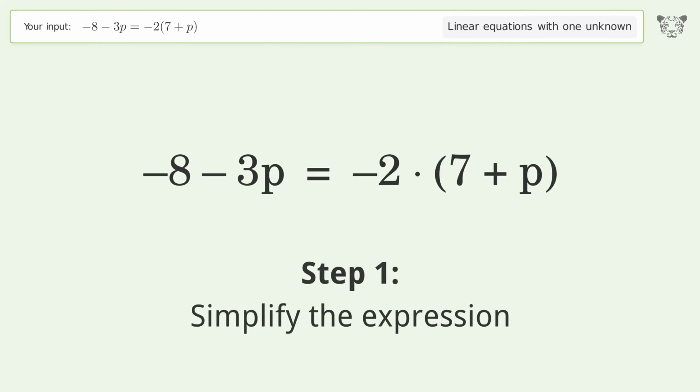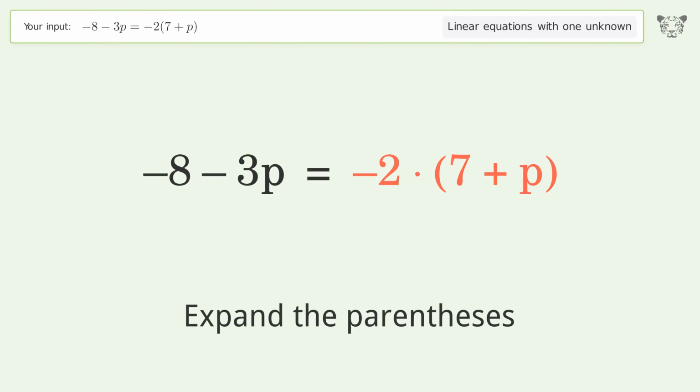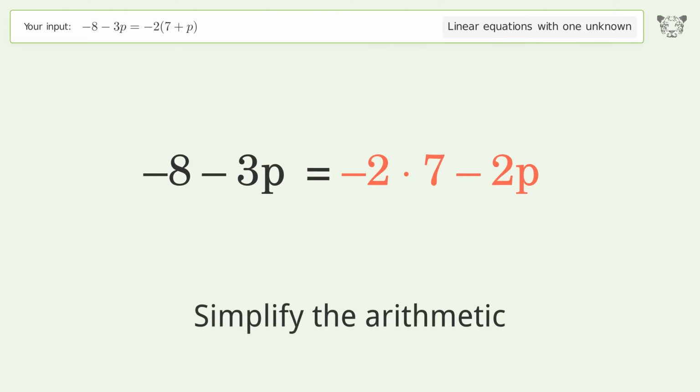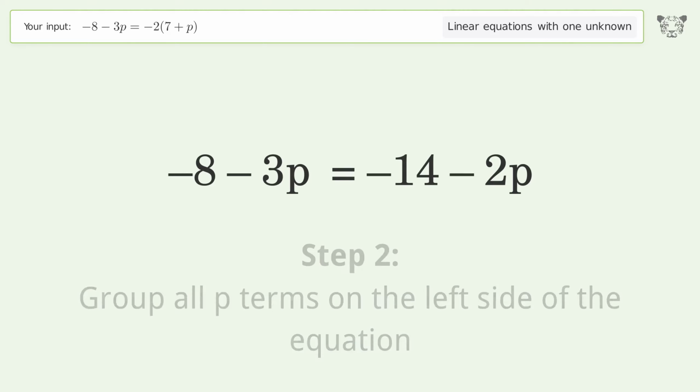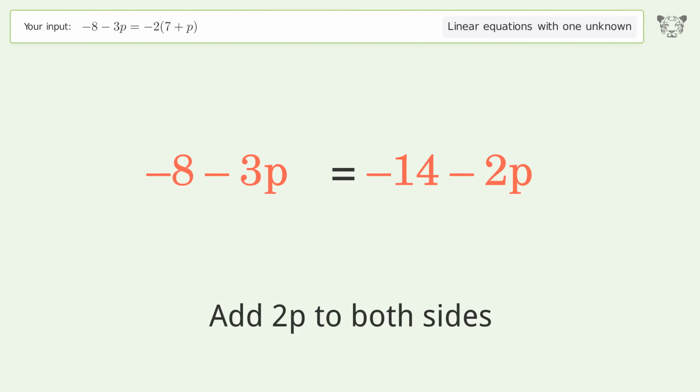Simplify the expression. Expand the parentheses. Simplify the arithmetic. Group all p terms on the left side of the equation. Add 2p to both sides.